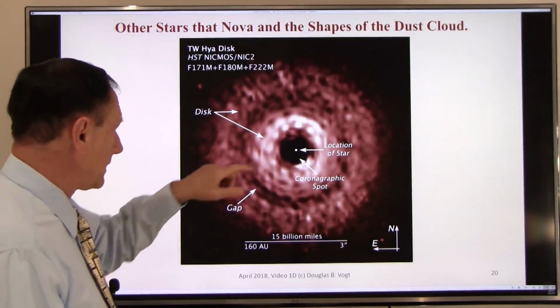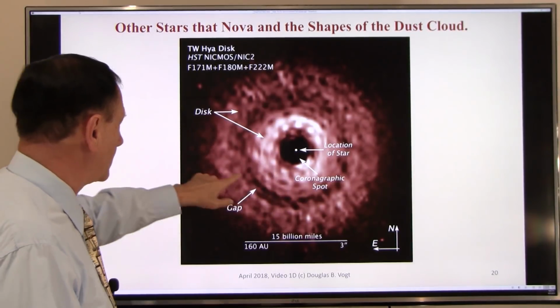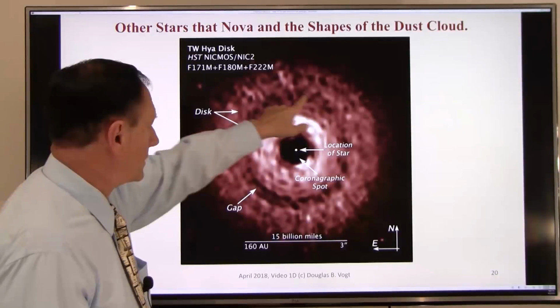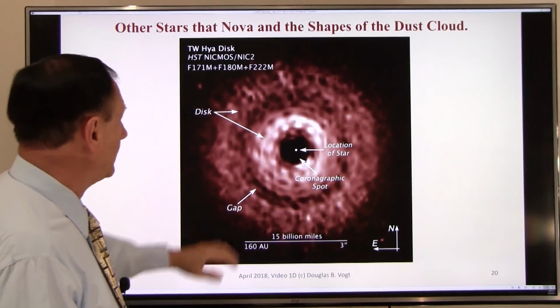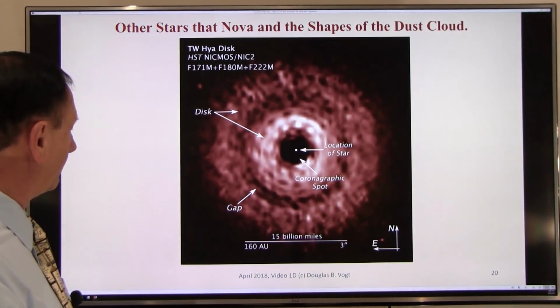Anyway, here's looking at the top of a star and this planetary disk around here. There's probably a planet in this area right here, but this, again, was taken with an IR telescope, I think.